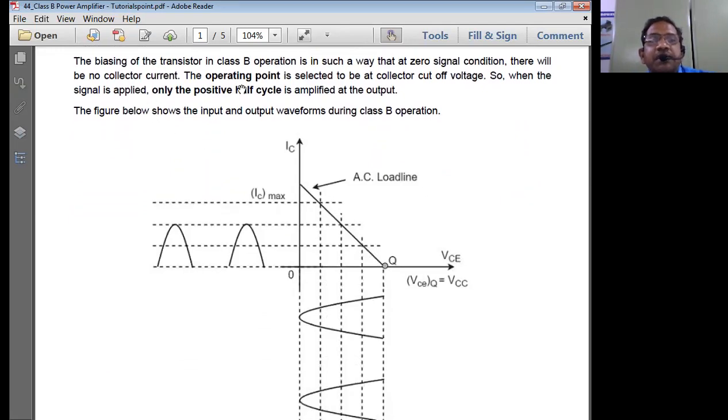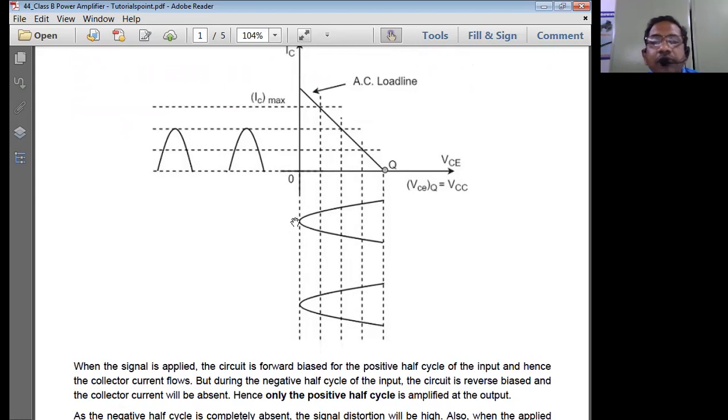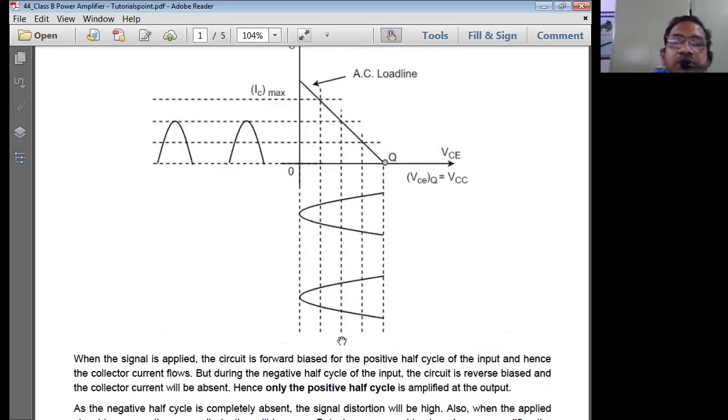That means the biasing of the transistor in class B is normally adjusted in such a way that a zero signal condition is achieved, where no current is going to be transmitted after 0 when the signal is making excursions. That means here only half of the input signal is transmitted. If you use a single class B power amplifier, it allows only half of the input signal. That is the basic difference we can have here.